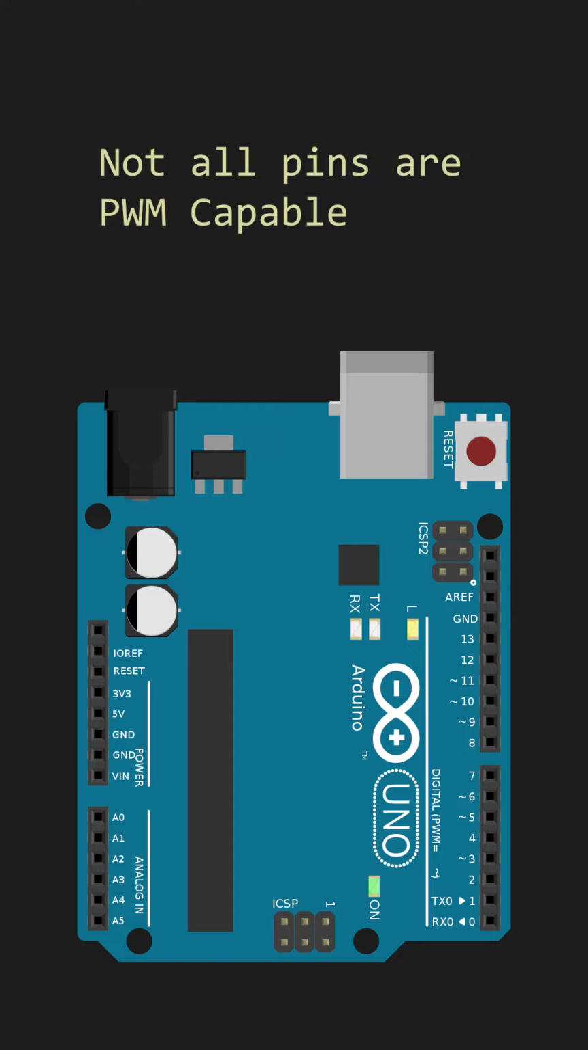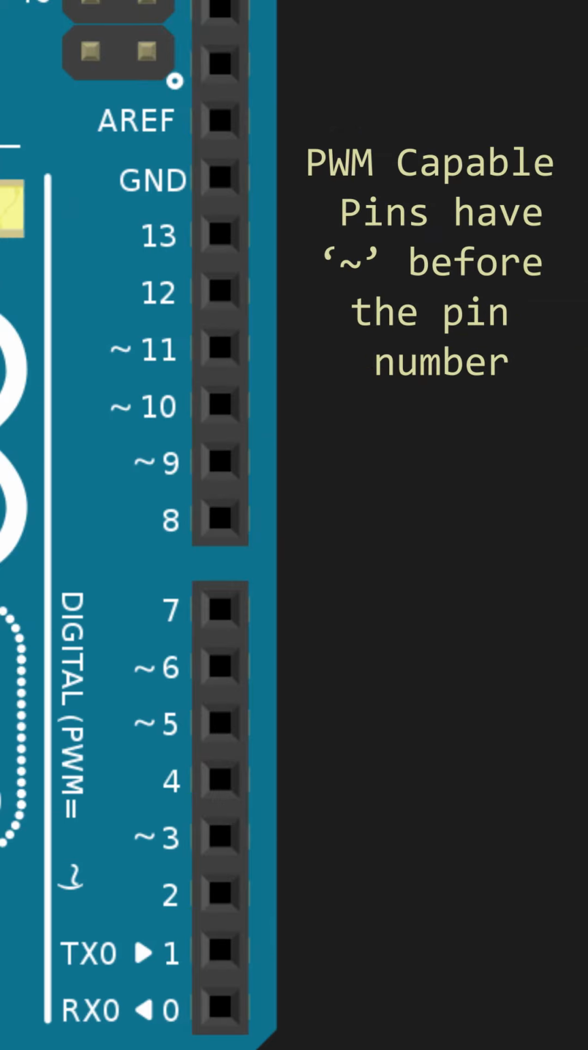Let's get to the Arduino. There are only a few pins that are capable of outputting a PWM signal. Those pins have a tilde in front of them. We're going to use pin 9 for this demonstration.